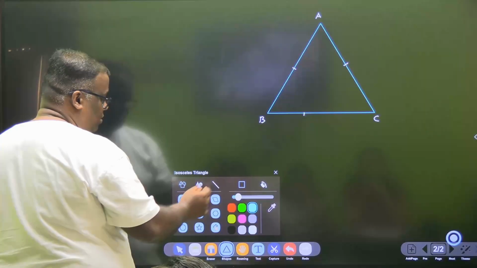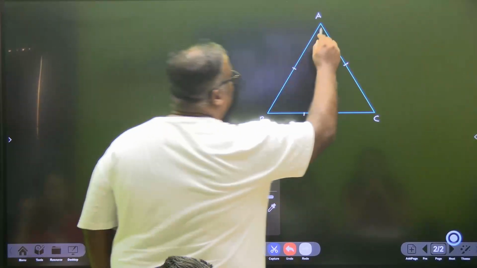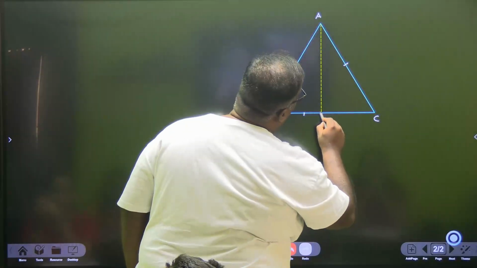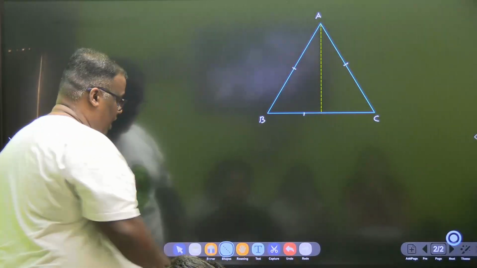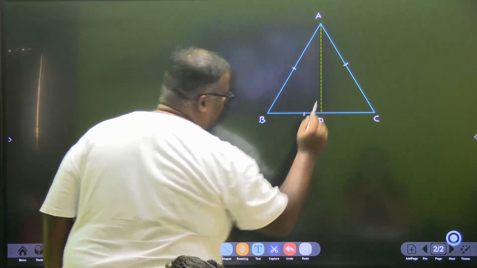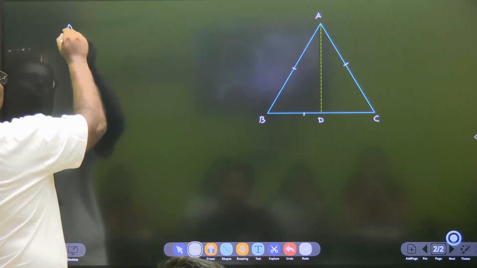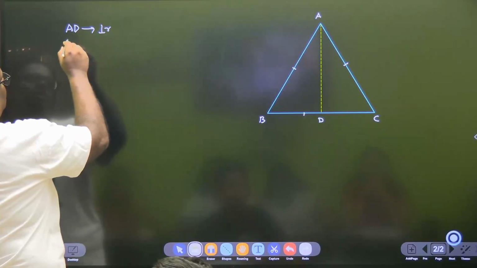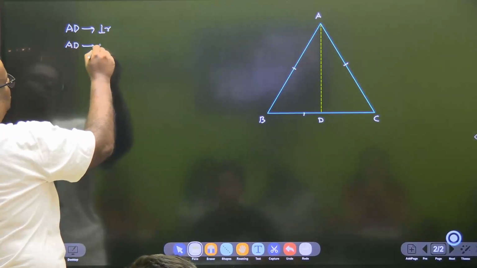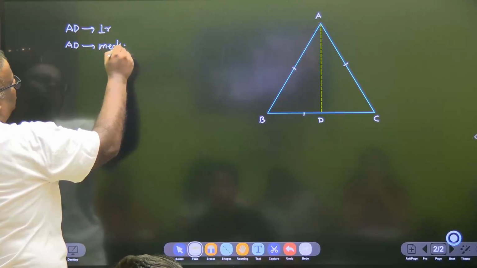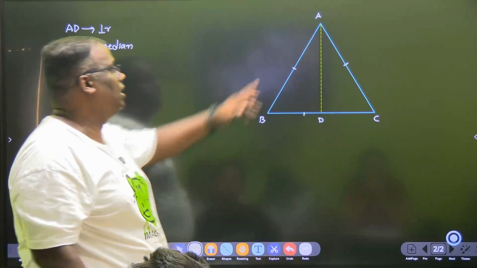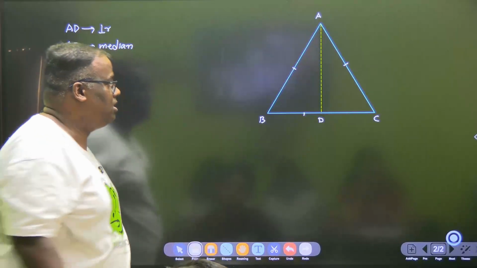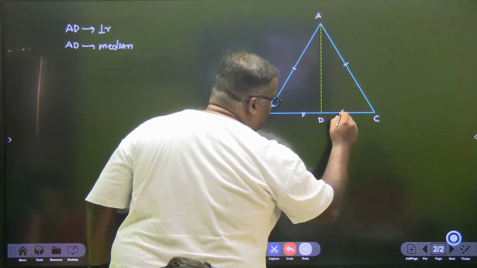The strange property, which helps us a lot, is that if you draw a perpendicular from the opposite vertex, this will be only in equilateral triangle, okay? And I name this as D. This AD will serve three jobs. AD will be the perpendicular. AD will also be the median. Do you know what is a median? A line that joins the vertex to the midpoint of the opposite side. AD will also be the median. That means, in this case, BD will be equal to DC.